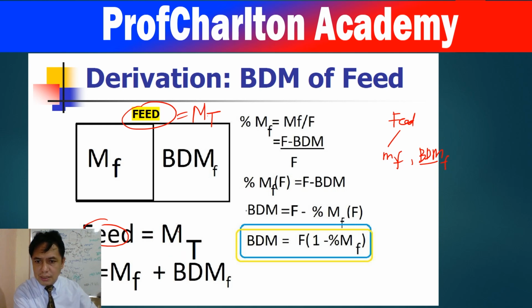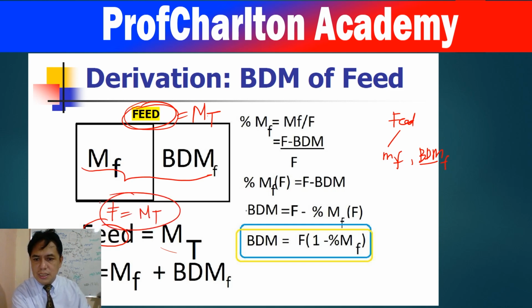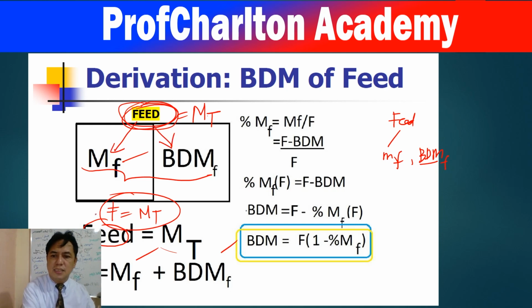our feed is the MT, right? So this one is the total mass. So MF plus bone dry mass of feed equals F. Now F is the feed, equals total mass. So it's just this equation: the mass flow plus bone dry mass of feed equals the feed. Here is just the summation of this element and this element. I think it's very clear. So the total mass is the feed, the mass flow of the feed plus the bone dry mass of the feed.